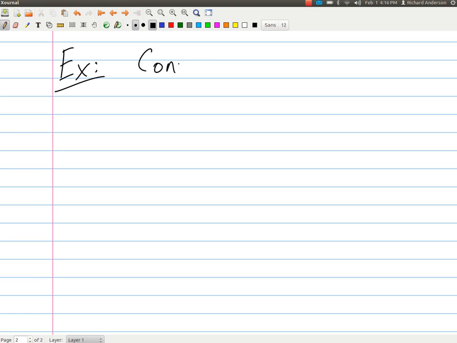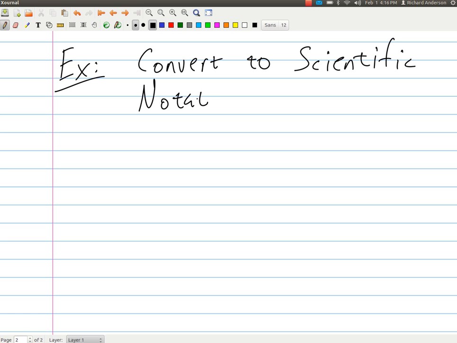The directions will say convert to scientific notation. And the number that they'll give you will be something like 405,000, like so. The idea with scientific notation is that you want to have one digit in front of a decimal place and then several other digits following it. The last digit cannot be 0.